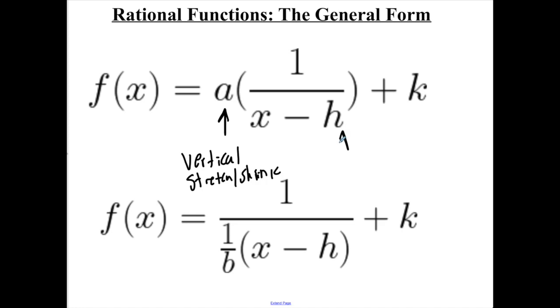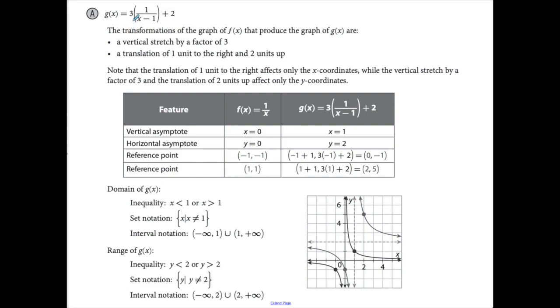This is going to be, as you might expect, my left or right translation, and the k is going to be my up or down translation. Coming back here, we can see a vertical stretch by a factor of 3, followed by a translation 1 to the right and 2 up. The left and right works a little bit quirky, just like it more or less always does.